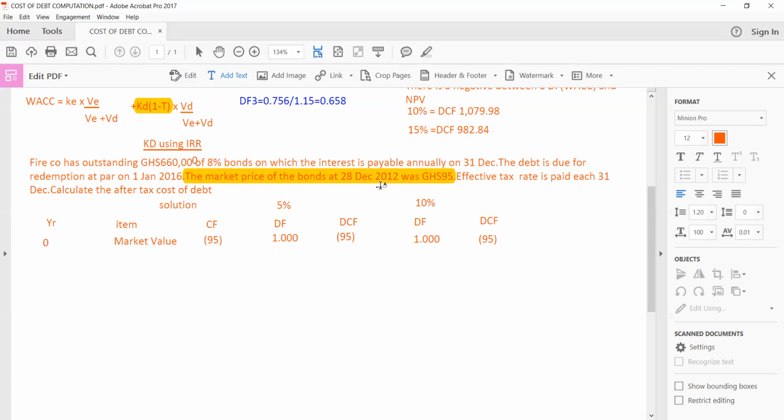So what are we looking at? We are looking at it from the point of 2013, 2014, 2015, and at the end of what? 2016. So that is going to be how many years? In effect, we are supposed to consider it as what? A 4-year perspective. But what is happening? We are only looking at it as at 1st January 2016, because as at January 2016, we are going to pay back the principal.